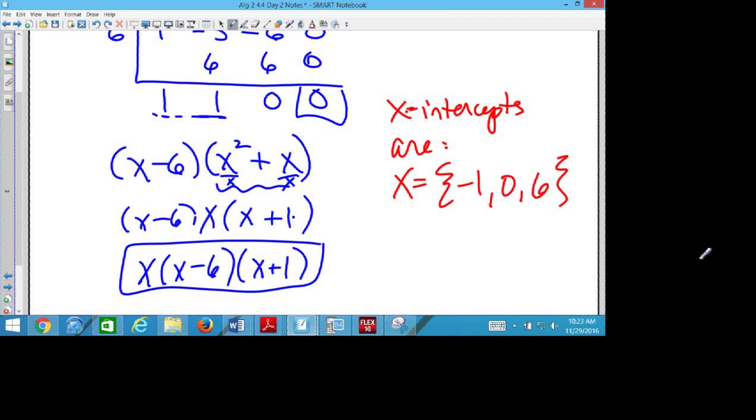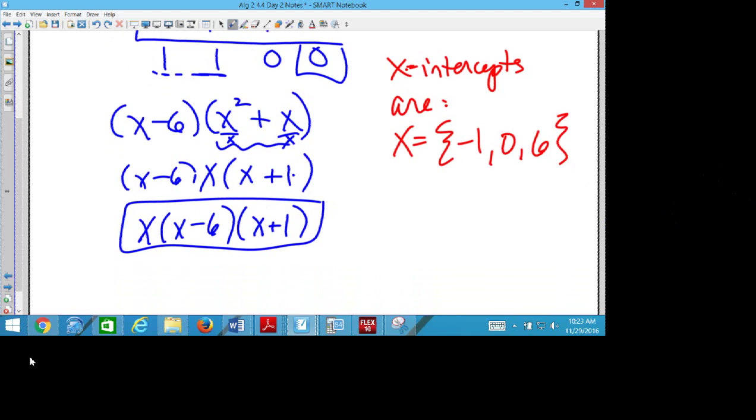Now look at our factors. If I did x equals 0, if I did x minus 6 equals 0, if I did x plus 1 equals 0, and I solved each of those, I would get negative 1, 0, and 6. That's coming from our factors.